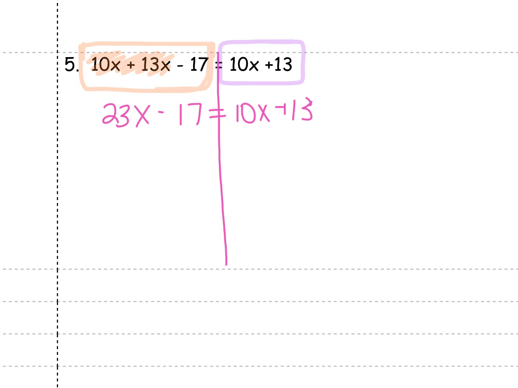Then we're going to identify our variables. We have a 23x and a 10x. Move the smaller one simply over to the other side. So go ahead and pause the video, finish this problem up, and then come back and check with me to make sure that you did it correctly. Pause it for real.